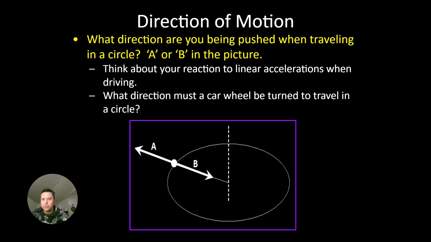So what direction are you being pushed when traveling in a circle, A or B? Well, it's the opposite of what you feel. So you feel A, but you're actually being pushed in the direction of B.